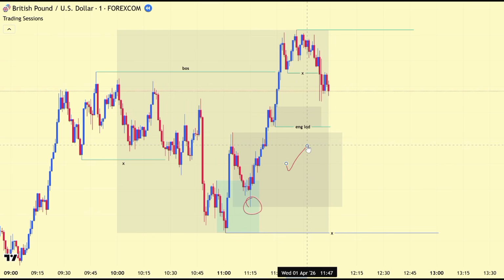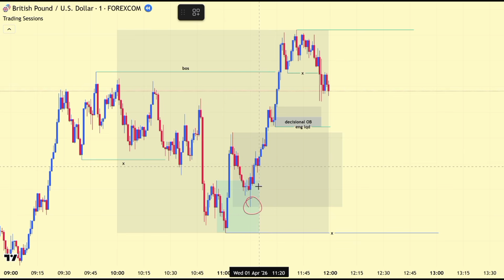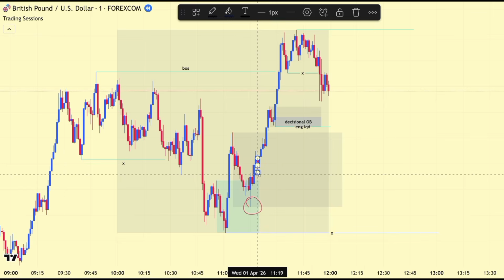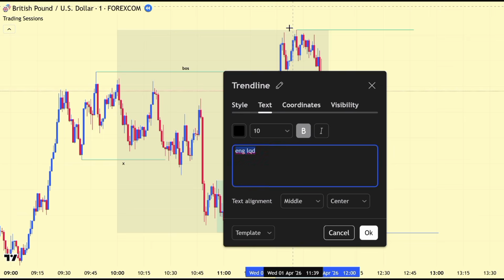And so if I am to mark the order blocks, of course now it will be easy. So we can clearly see we have our decisional order block exactly right there. So there we have our decisional bullish order block, and of course the extreme order block will be none other than this one. This will make, of course, our extreme bullish order block. So let me make this to the bottom.